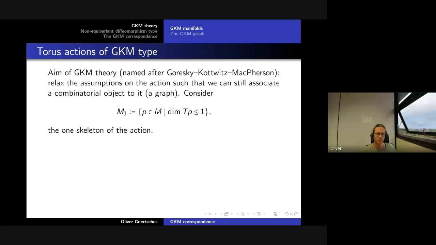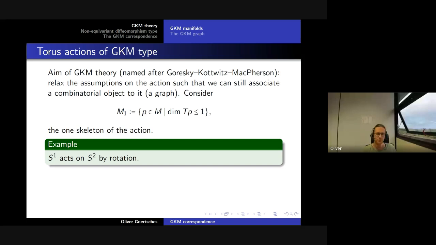Before we had the fixed point set. This was M superscript T, the zero-dimensional orbits. Now we also look at the one-dimensional orbits. So M_1 will be the set of points whose orbits have dimension 0 or 1, and this we call the one-skeleton of the action. Let's look at the two examples from before. If I have just a circle acting, then of course the one-skeleton is everything, so every point has an orbit of dimension at most 1.